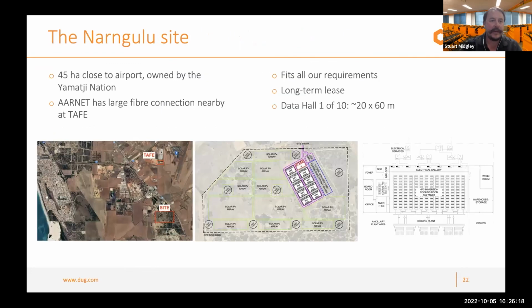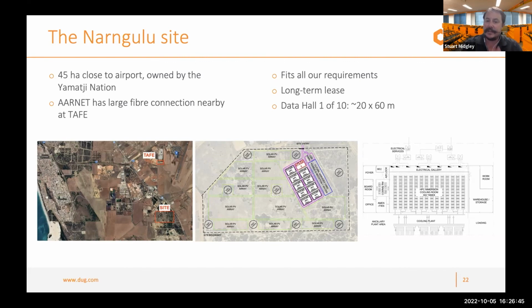As I said, we've got 45 hectares near the airport. It's owned by the Yamatji Nation. ARNet has fibre going into that little TAFE box. And so we can, as we've done here in Perth, where we're connected to ARNet, be well connected to ARNet and then the research infrastructure in Australia. This space fits all of our requirements. Plenty of space for solar. We can put considerably sized buildings on it. It's stable, all those sorts of things.